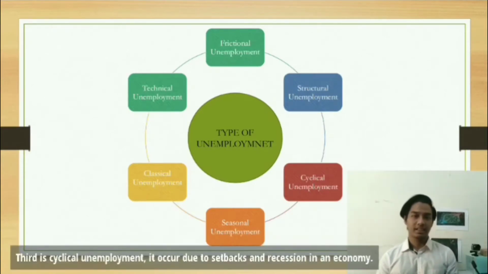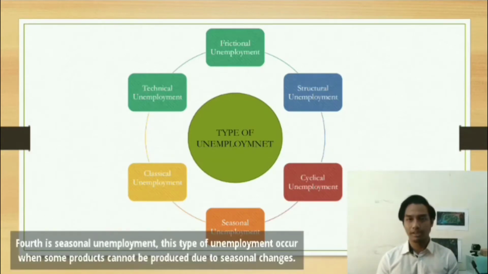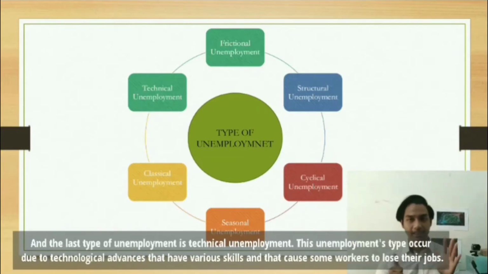Third is cyclical unemployment. It occurs due to setback or recession in an economy. Fourth is seasonal unemployment. This type occurs when some product cannot be produced due to seasonal change. Next is classical unemployment. This type occurs when the trade unions negotiate to increase the wage or the government implements the minimum wage. And the last type of unemployment is technical unemployment.